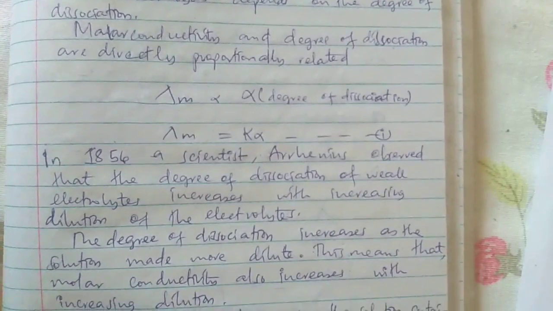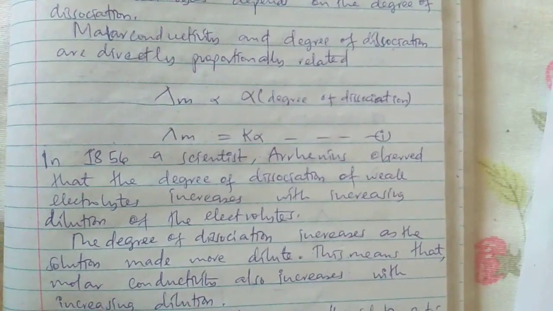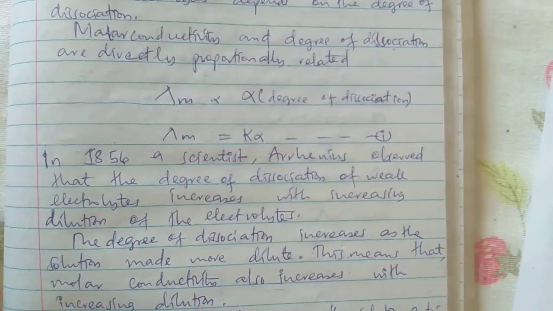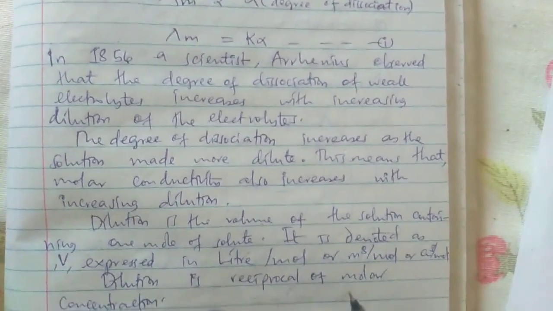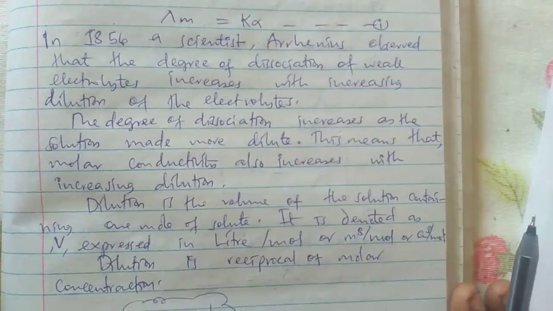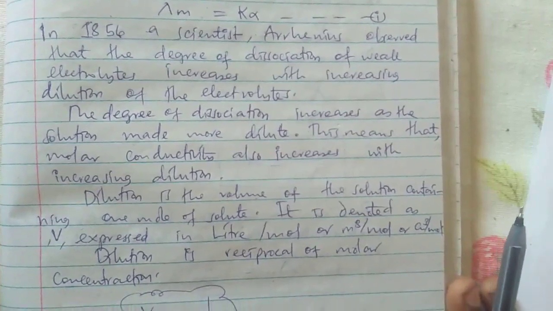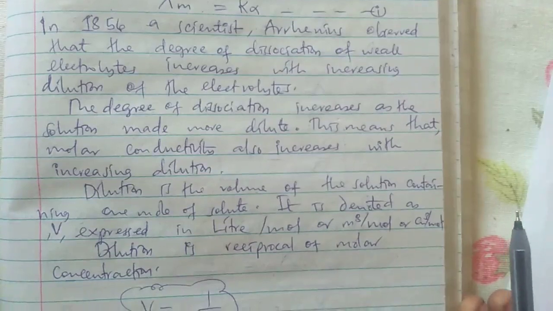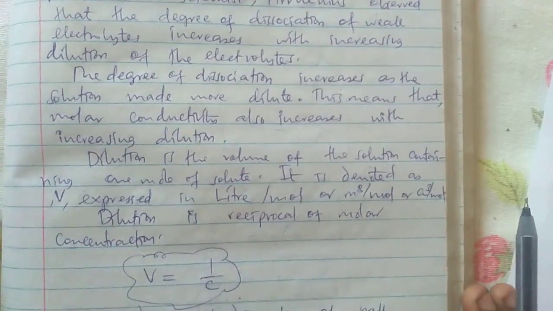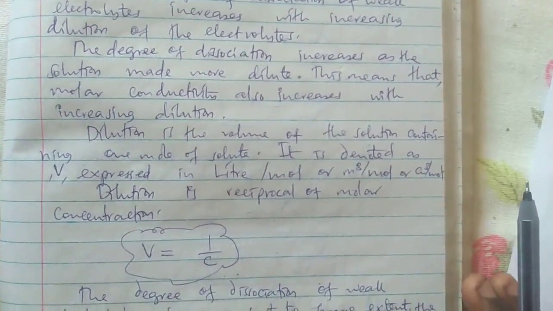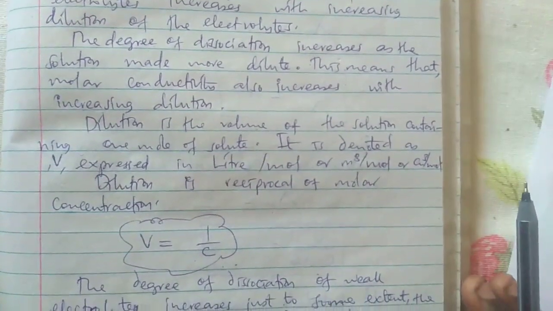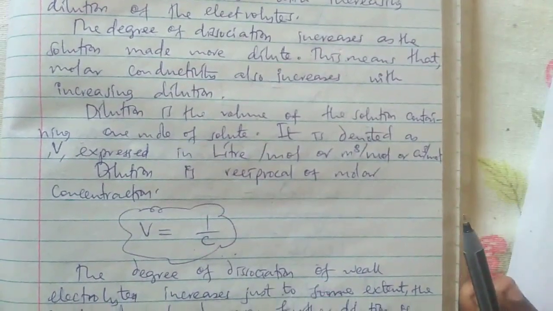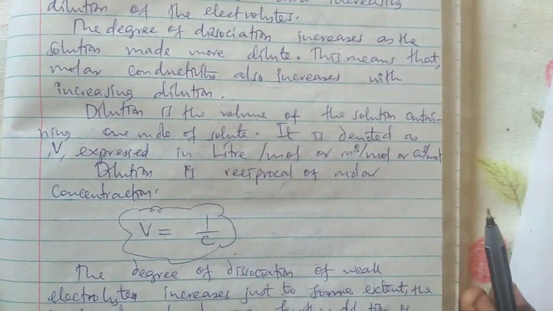In 1856, the scientist Arrhenius observed that the degree of dissociation of a weak electrolyte increases with increasing dilution of the electrolyte. The degree of dissociation increases as the solution is made more dilute. This means that molar conductivity also increases with increase in dilution. Dilution, as we know, is the volume of solution containing 1 mole of solute. It is denoted as V, expressed in liter per mole, or meter cube per mole, or cm cube per mole. Dilution is the reciprocal of molar concentration.